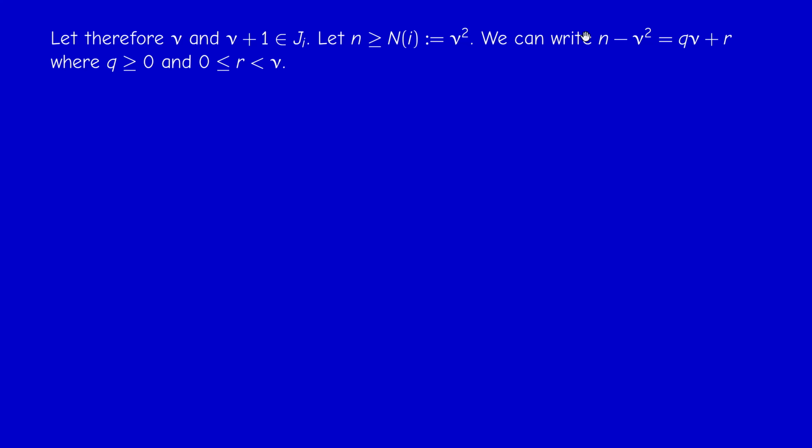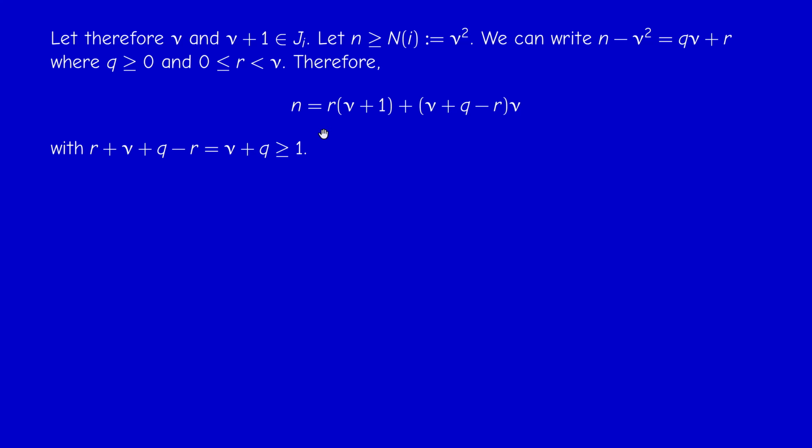Okay, first thing, we divide n minus nu squared by nu. So we get a quotient q and a remainder, which is r, which possibly could be 0, but since it's a remainder, it's less than nu strictly. And now I rewrite n by a trick. So n is nu squared plus q nu plus r, and then I add and subtract r nu. So I can rewrite in this way.